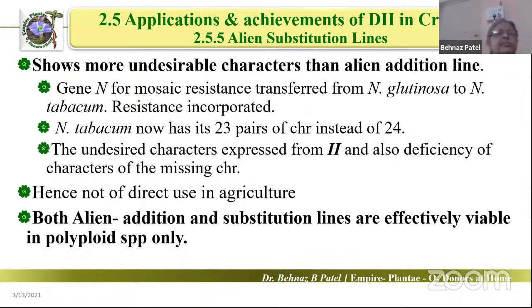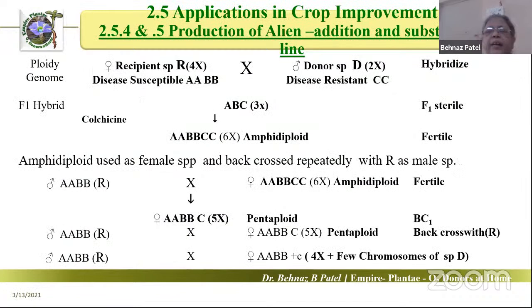Then you have both alien addition and alien substitution lines, which are very commonly done. And anyway, they have been viable and produced well in polyploid species. So let us see how they have been done in the case of polyploid species and how they have induced polyploidy and attained some success. So you have this recipient species R and the donor species D, which is disease resistant, and R is disease susceptible.